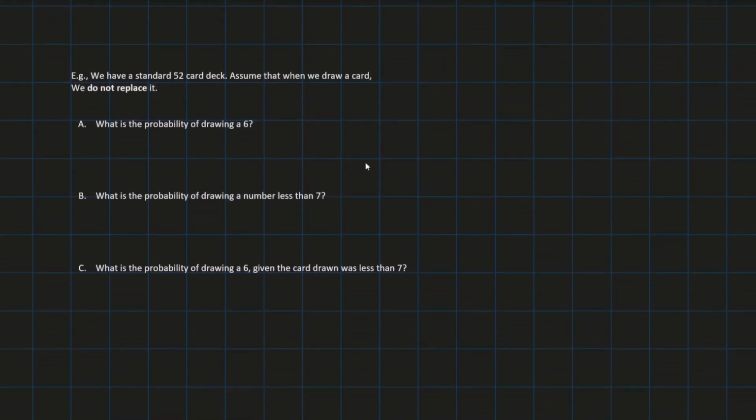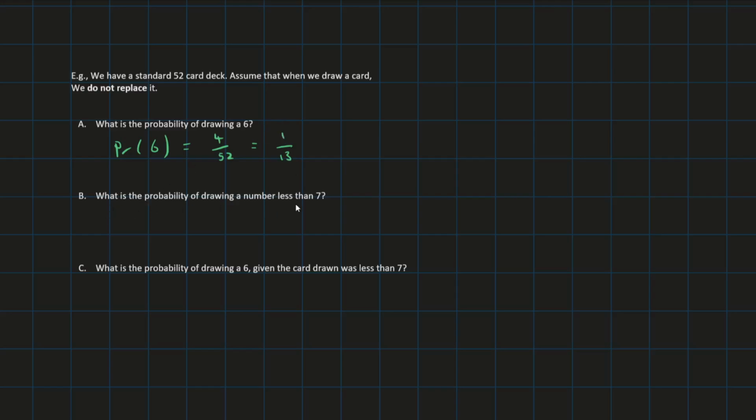Let's go to a basic example. In this situation, we have a standard 52 deck of cards. Assume that when we draw a card, we do not replace it. That's just for any time where you draw multiple cards in this question, but I don't think that is applied here. Part A, what is the probability of drawing a 6? So if we have 52 cards, we know that 4 of them will be 6s. So the probability of drawing a 6 is equal to 4 divided by 52. And if we simplify that down, that's 1/13.